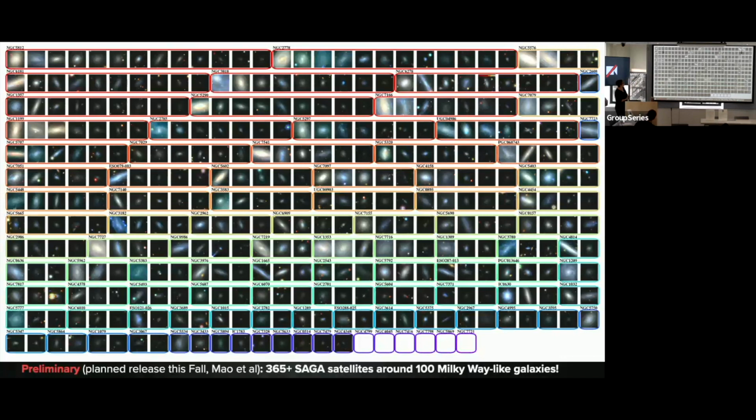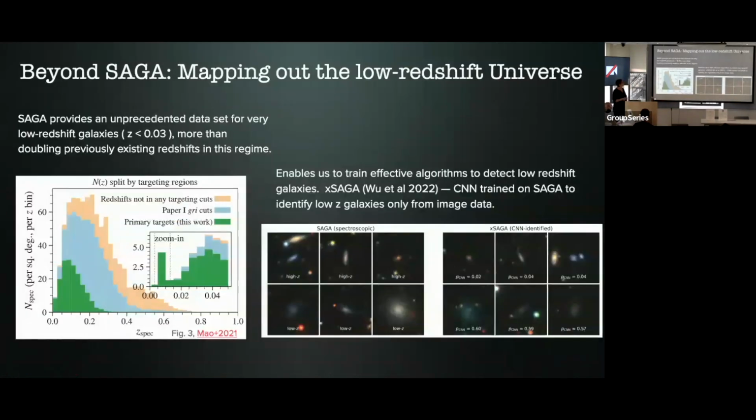So I'm just really in love with this plot. You can see that 6 of our systems out of 100 have no satellites down to this limit, and some of them have 10. So it's a big scatter. And so if you just have one of these, you can imagine that it's hard to really figure out what's going on. So we can do a lot more. One of the things is that we have more low redshift galaxies than any other survey had before, and this is really exciting.